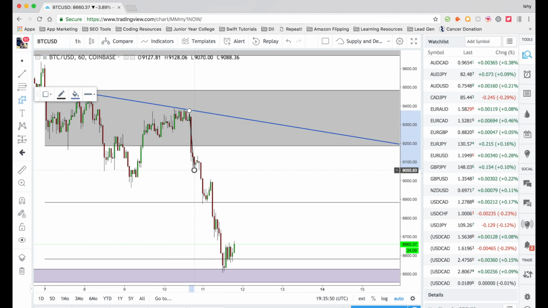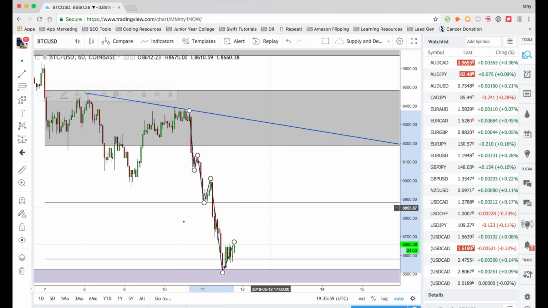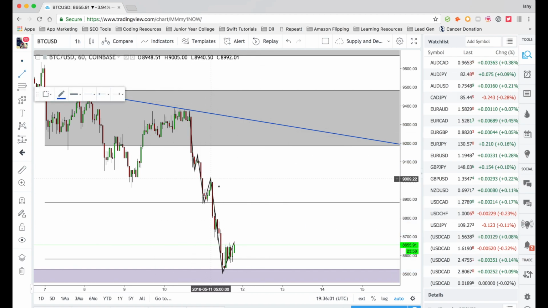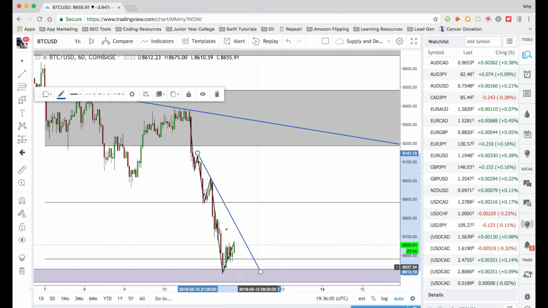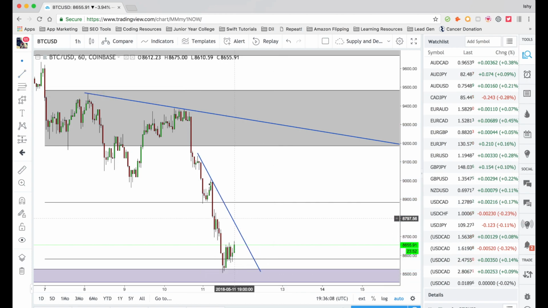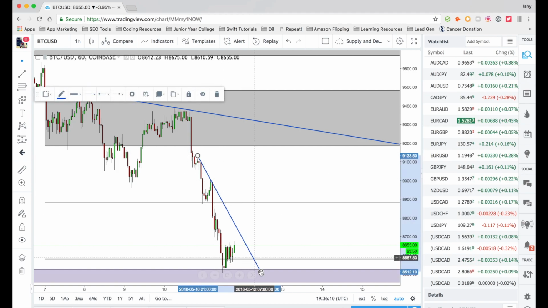So like that, and then flattened out a little bit, and then dropped again, and then moved up a little bit. So it kind of went just straight down, and now it's up here. Okay. So drawing that, now we know that the trend is down on the hourly time frame. Okay, let's fix it up a little bit.